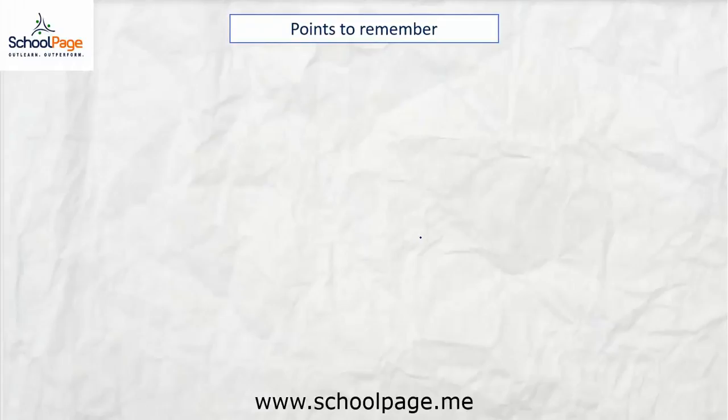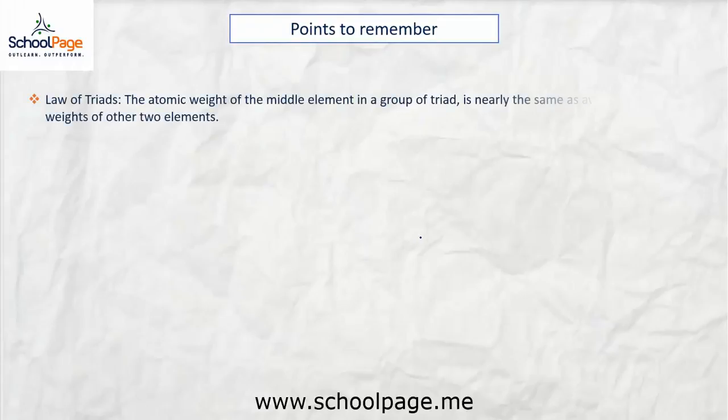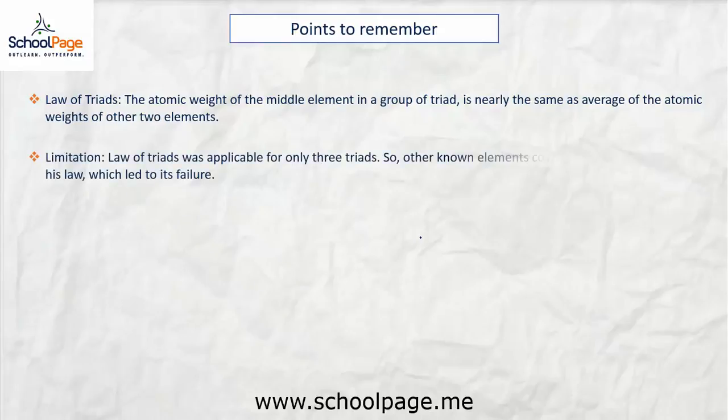Now let us recall a few important points. The law of triads, which was given by Dobereiner, states that the atomic weight of the middle element in a group of triad is nearly the same as the average atomic weight of the other 2 elements. And the limitation of the law of triads was that it was applicable for only 3 triads. Other known elements couldn't be classified based on his law, which led to its failure.